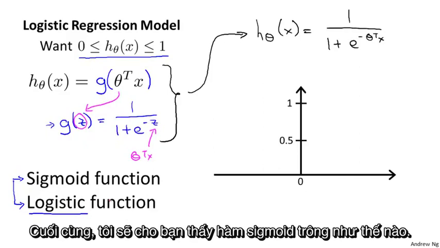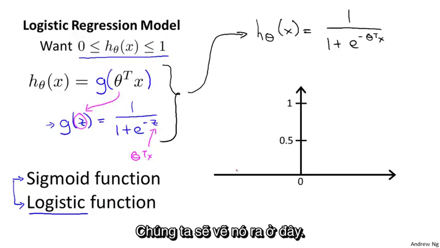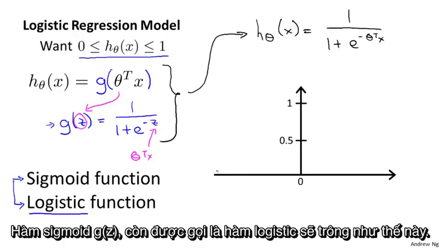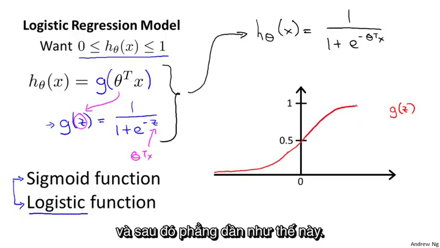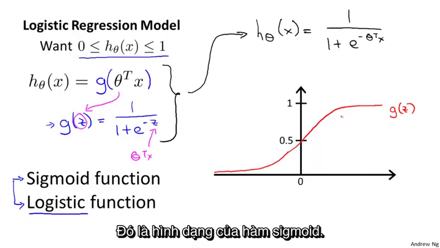Lastly, let me show you what the sigmoid function looks like. I'm going to plot it on this figure here. The sigmoid function, g of z, also called the logistic function, looks like this. It starts off near 0, and then it rises until it crosses 0.5 at the origin, and then it flattens out again like so. So that's what the sigmoid function looks like.